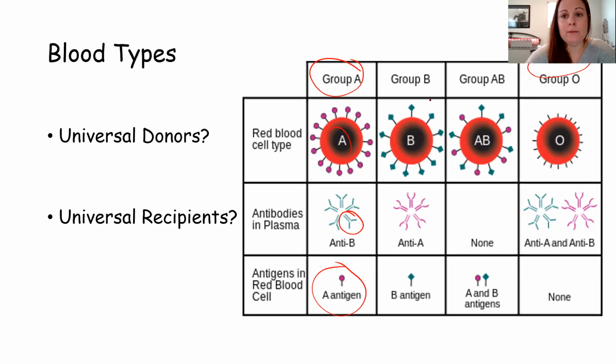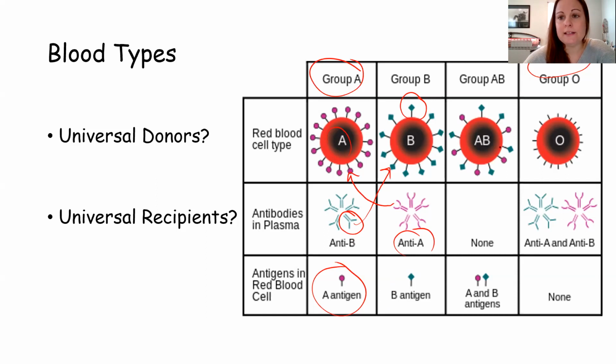The same problem occurs if you have type B blood. You have these green diamond-shaped antigens, and you make antibodies against type A blood. So these anti-B antibodies would fit these antigens, and these anti-A antibodies would attack these A antigens.